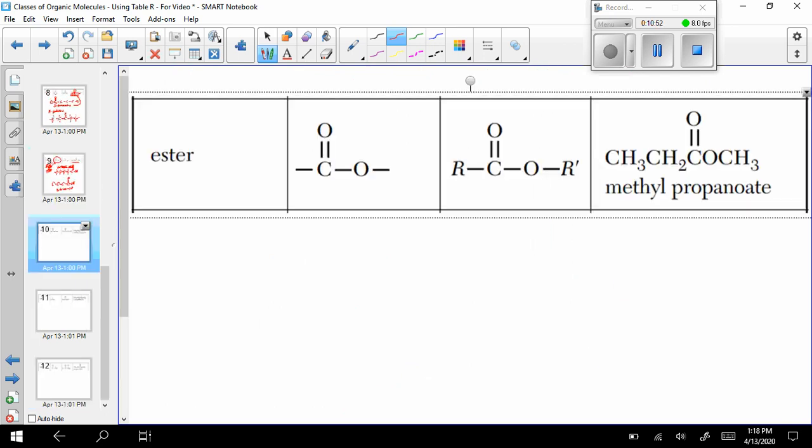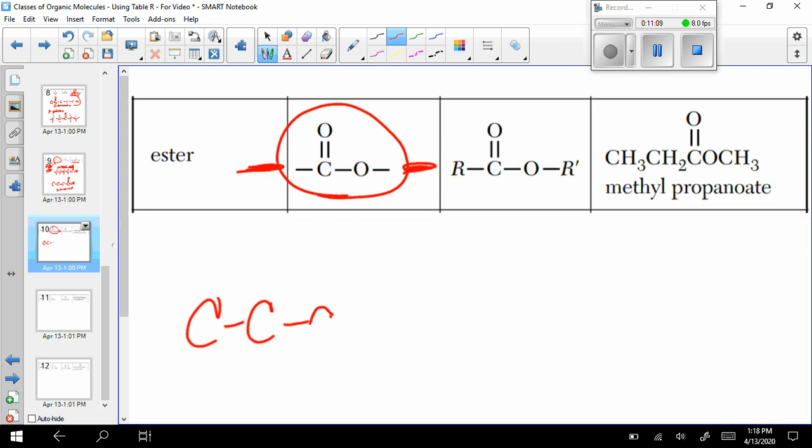All right, next one, an ester. Okay, so an ester has this double bonded O and an O, but it still has part of the chain here and it still has part of the chain here. So this functional group you find like in the middle of a molecule. So let's draw one.